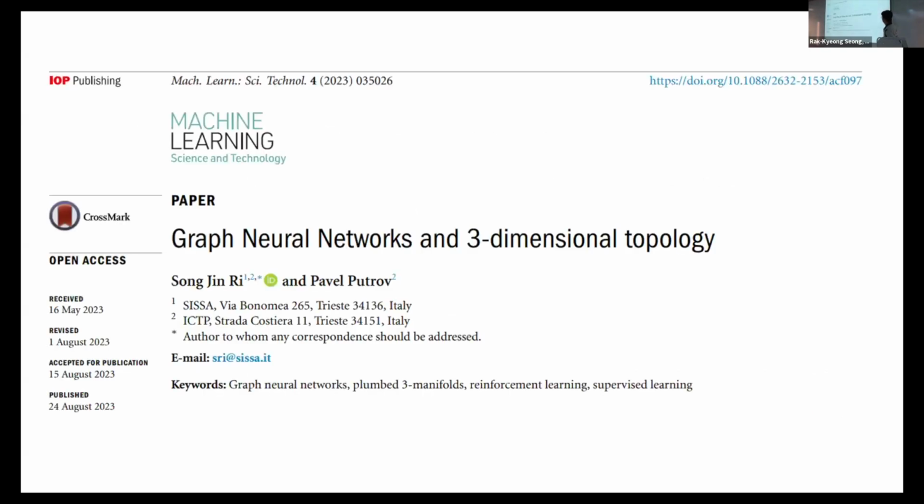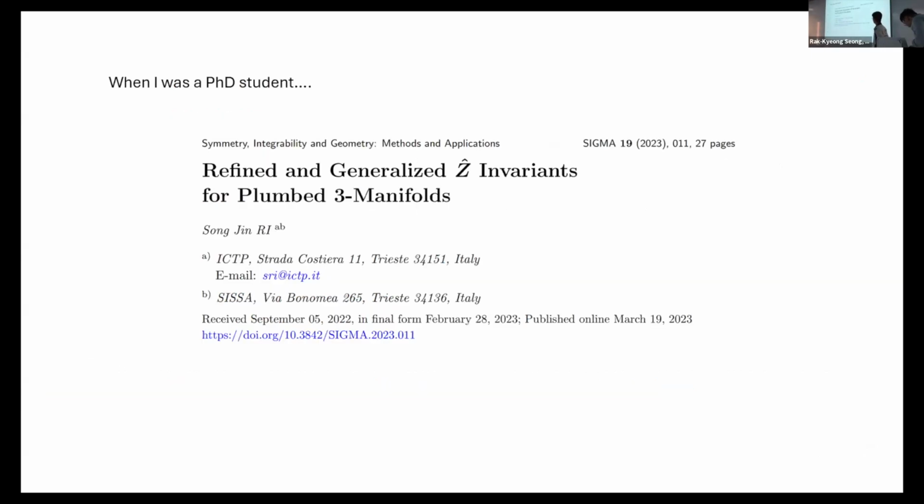So this talk is based on this paper, Graph Neural Networks and Three-Dimensional Topology, which is joint work with Pavel Putrov, who is actually my PhD advisor at ICTP. When I was a PhD student, I studied quantum topology, more specifically Z-hat invariants for plumbed 3-manifolds. I tried to extend the mathematical definition of Z-hat invariants to a larger class of plumbed 3-manifolds.